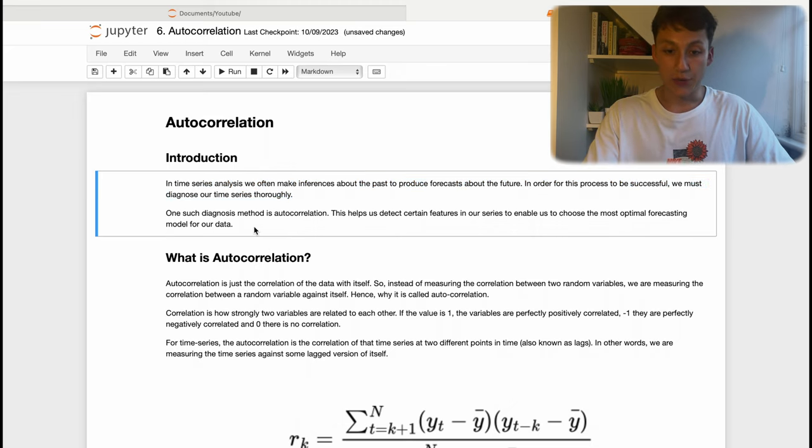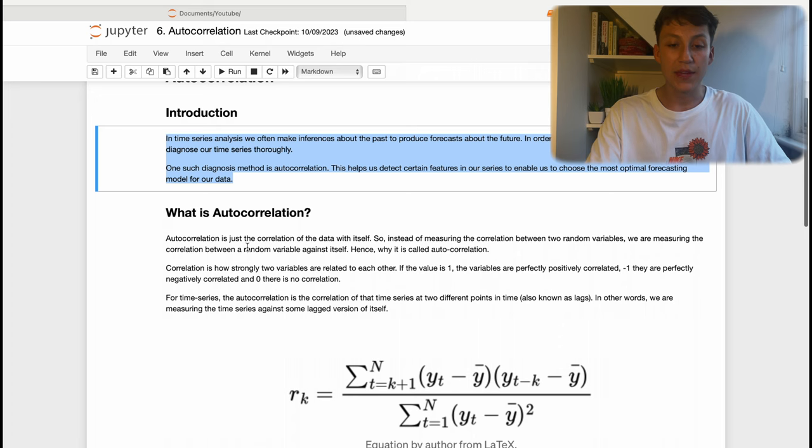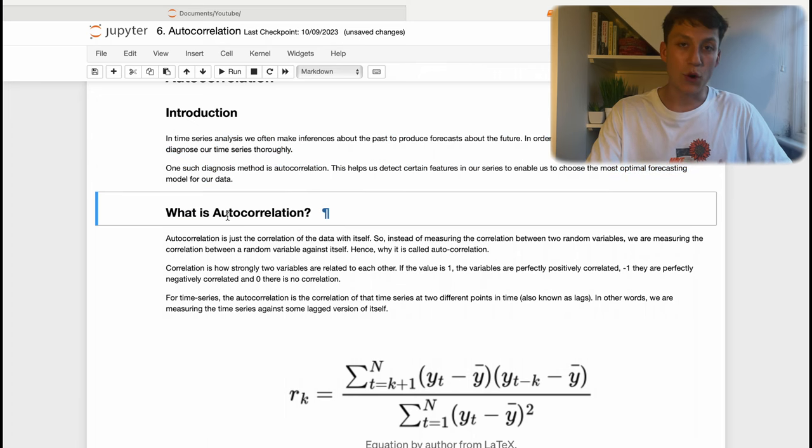As I've written here, autocorrelation allows us to decide what features to add to our forecasting model. This is particularly important when we go into things like regression models, which we'll discuss in a later video, but autocorrelation is a critical tool when working out which features to add to the model. Again, this is going to be the groundwork, and there are also some other important parts of autocorrelation that we need to understand. So let's now talk about what autocorrelation is.